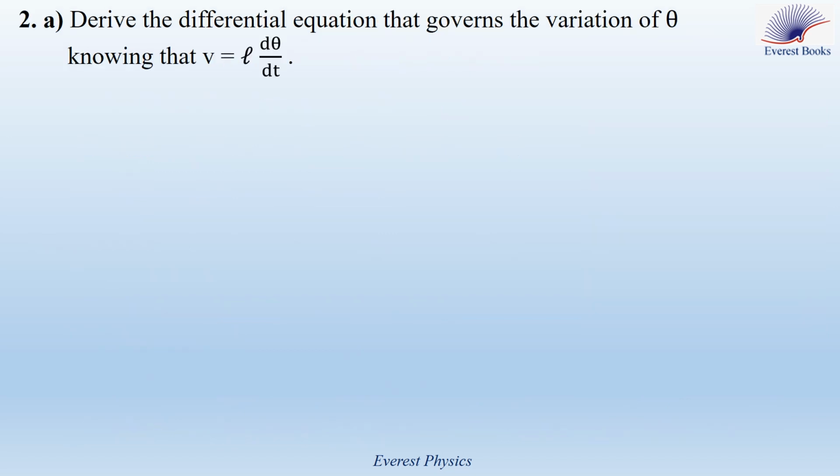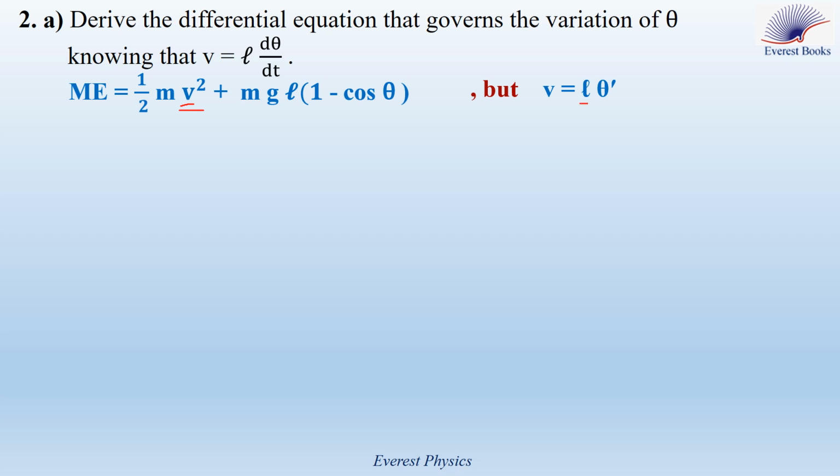Let's move to part 2a. Derive the differential equation that governs the variation of theta, knowing that V is equal to L dθ/dt. So this is the expression of the mechanical energy obtained in the previous slide. We have V equal to L dθ/dt, which is equal to L θ'. Then replace V squared in the expression of the mechanical energy by L squared θ' squared and rearrange.